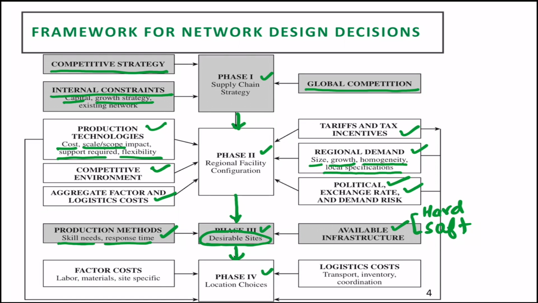And the last phase involves making location choices. So out of potential desirable sites, precise location and capacity decision is made here. While making this decision, all the factors need to be taken into account. So cost factors could involve labor, material. It could be costs that are like site specific. So logistic cost involves transportation, inventory, and coordination activities.